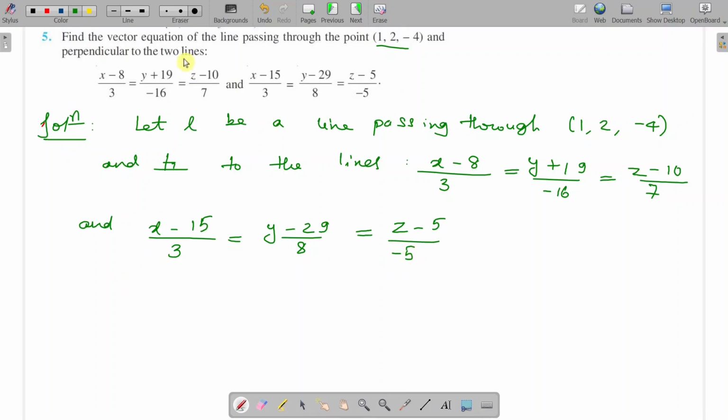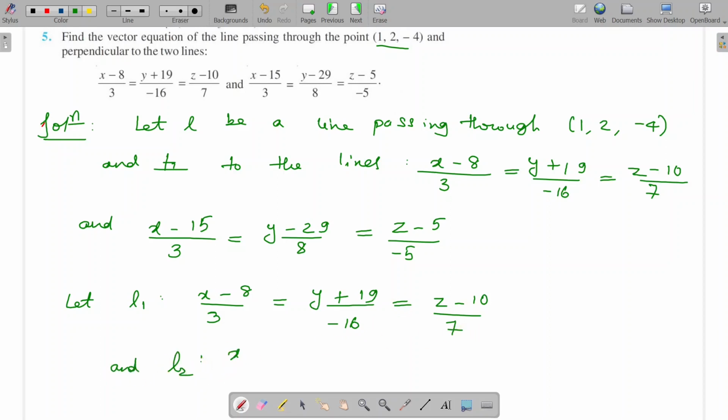So we have to find the equation of the line. Now what we will do is we will call this line L1 first. So let L1 be this line: (x minus 8)/3 equal to (y plus 19)/(minus 16) equal to (z minus 10)/7, and L2 is (x minus 15)/3 equal to (y minus 29)/8 equal to (z minus 5)/(minus 5), okay.